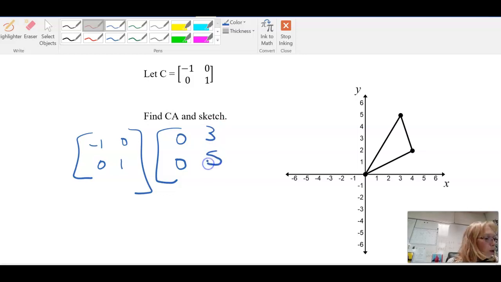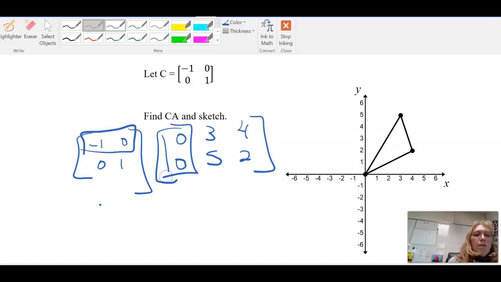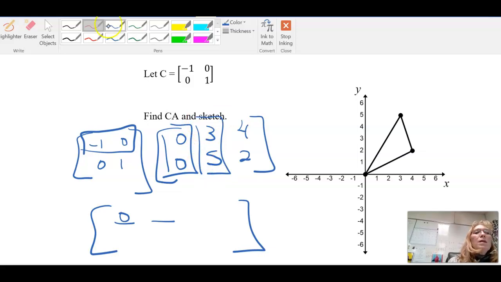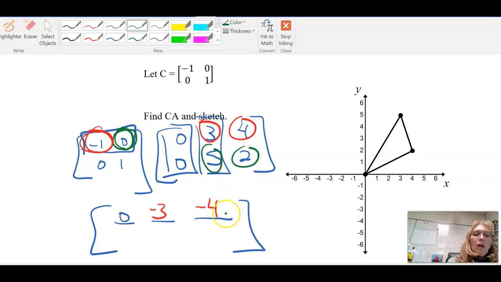All right, pause and make sure you're doing this to see if you get it. Okay, you're going to take row 1 times column 1. Well, anything times 0 is 0. Okay, second one, we're going to take row 1 times column 2. Well, this time we're going to take negative 1 times 3, which is negative 3. And we're going to add 0 times 5, which is 0. So we just get negative 3. Next one, again, we're going to take negative 1 times 4, which is negative 4, plus, again, 0 times 2 is just 0. So we get negative 4.